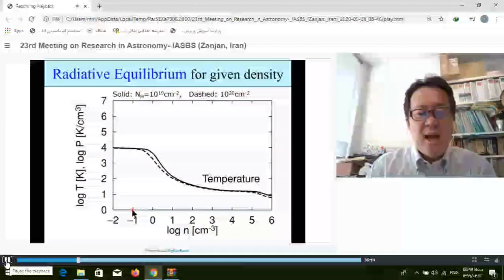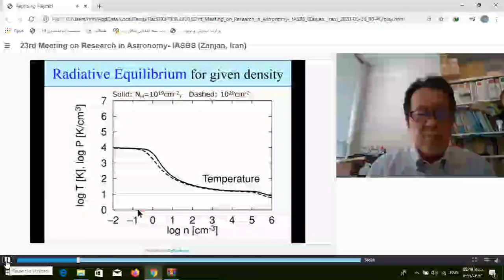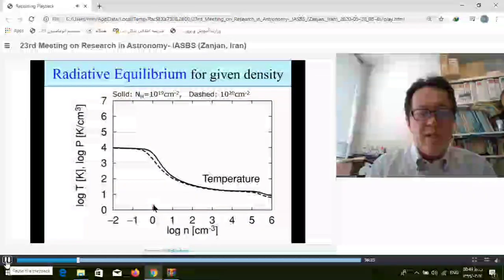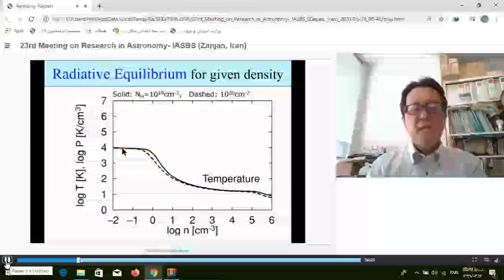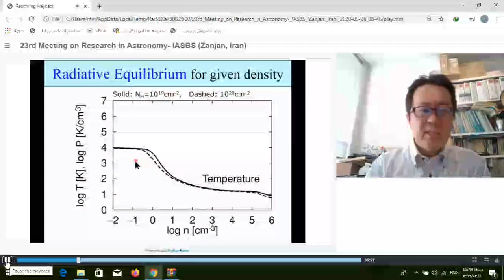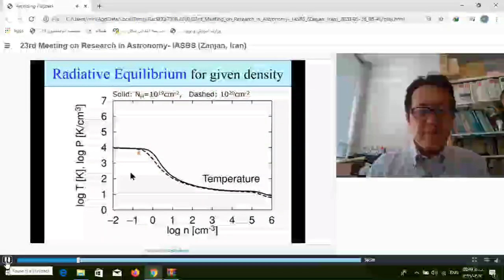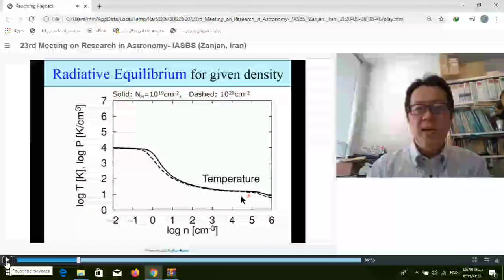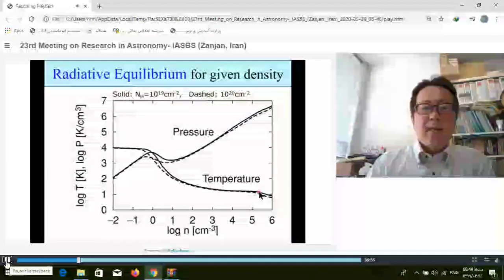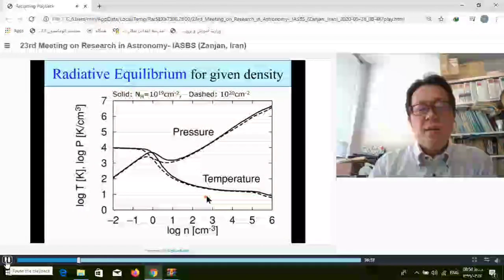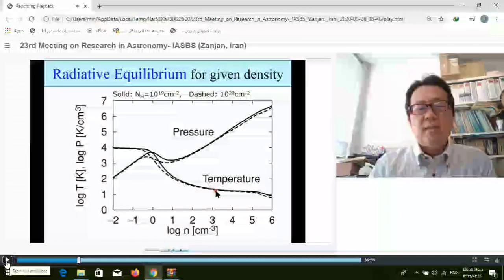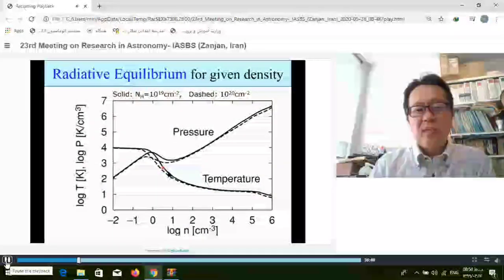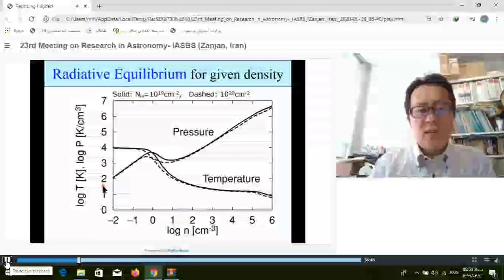The horizontal axis is the number density of the ISM, interstellar medium. The vertical axis is the equilibrium temperature. This branch is the 10,000 Kelvin branch. This is about 100 Kelvin. This is about 10 Kelvin. And if we multiply temperature with density, we can obtain pressure. And the pressure shows this kind of funny shape.